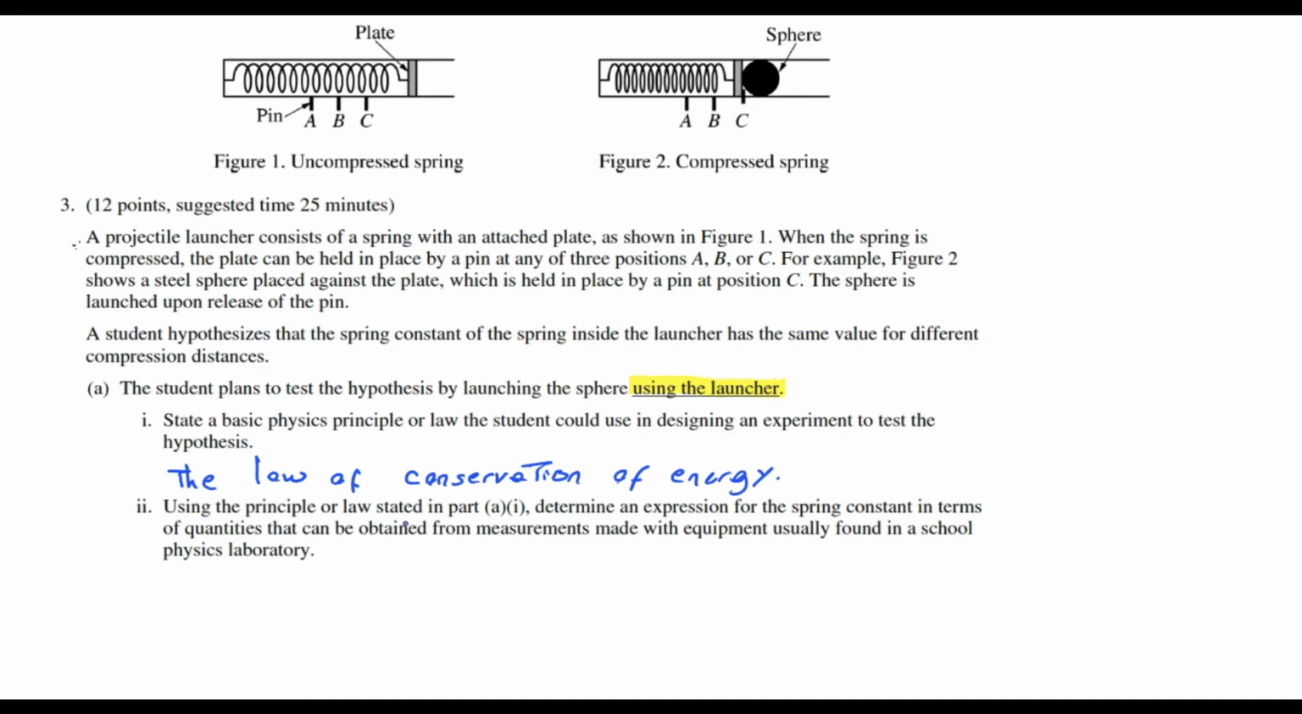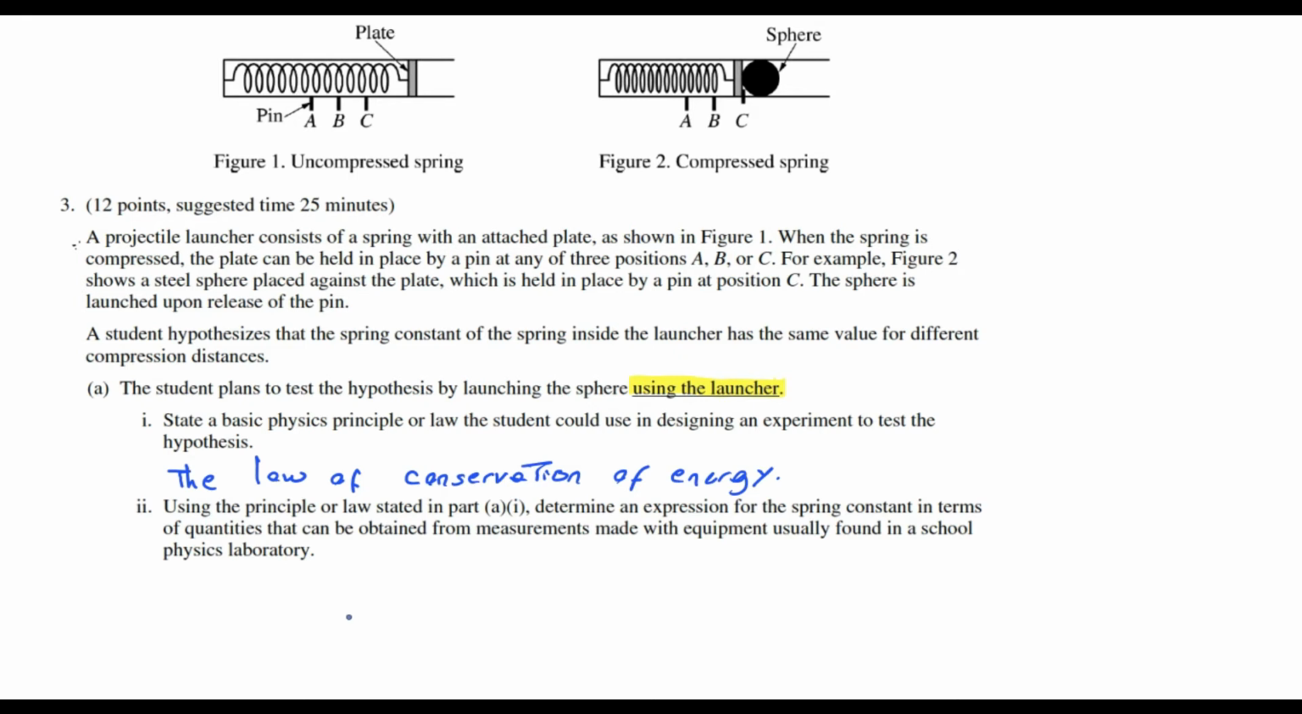Using the principle or law stated in part A I, determine an expression for the spring constant in terms of quantities that can be obtained from measurements made with equipment usually found in a school physics laboratory. Okay, so nothing fancy in here.